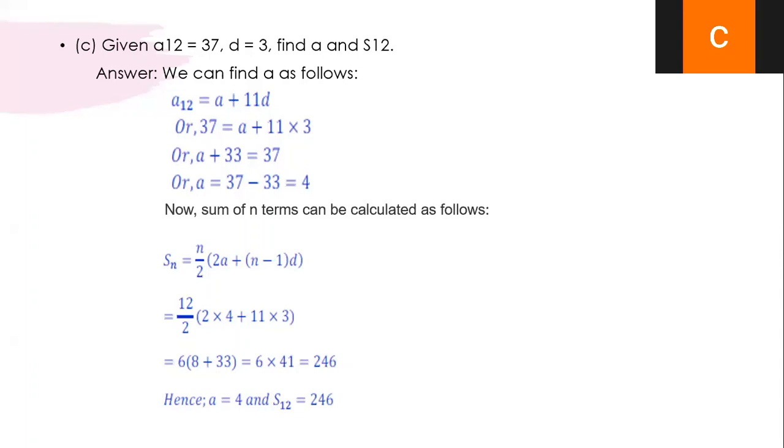Yes, ma'am. Fourth one. Take down the data, children. A3 is equal to 15 and S10 is equal to 125. 15 or 50, ma'am? 15. And S10 is equal to 125. We need to find the value of D and A10.